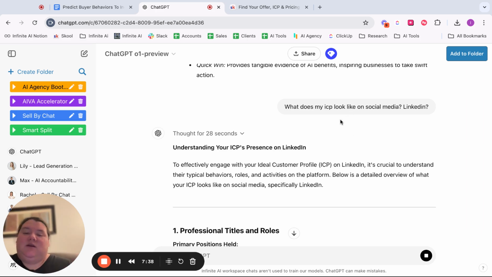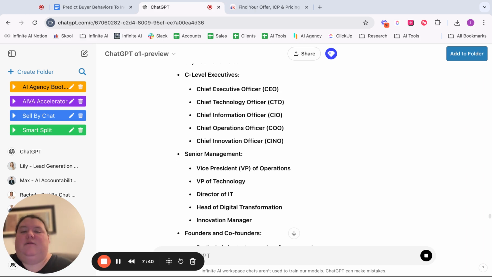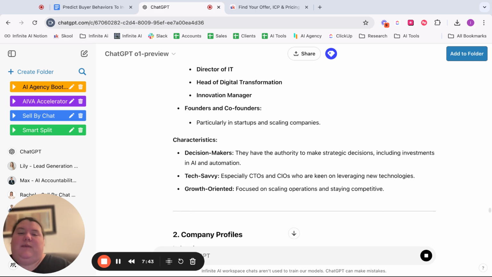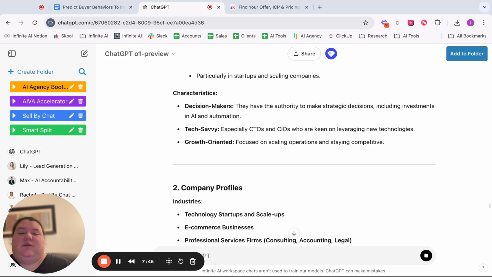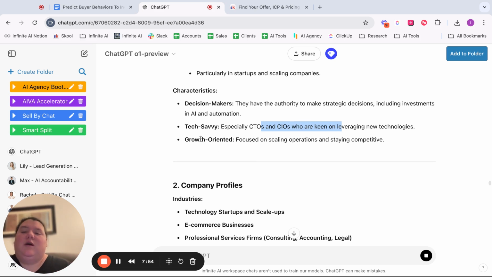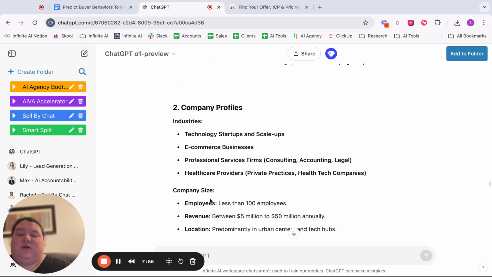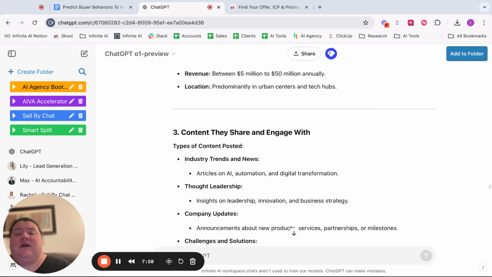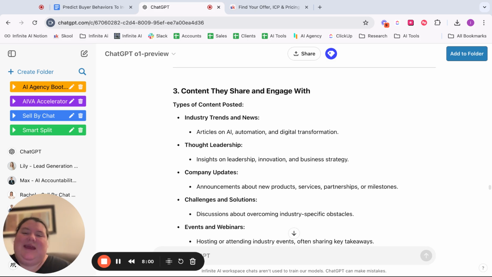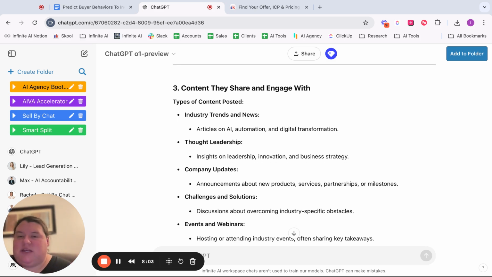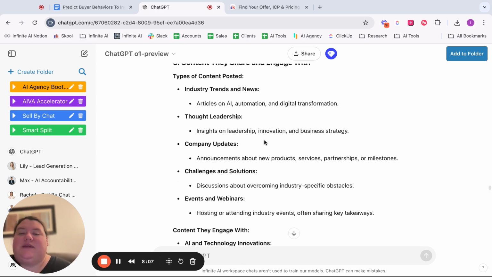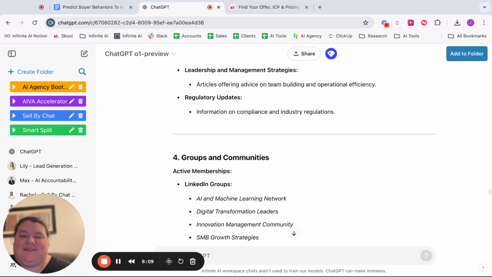Which is, what positions do they have? What roles? Maybe they have certain characteristics, right? Like for example, maybe they're tech savvy, right? And you can see this because they're usually talking or posting or interacting with other people around certain topics. Here it gives you company profiles, company sizes, content they currently share and engage with. So even if they're not sharing, you'll probably find them engaging with other people posting these types of content pieces.